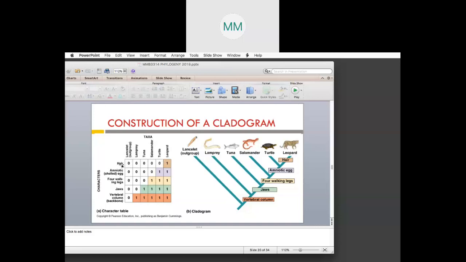So kalau hair in a lancelet, of course, is absent. And yada yada. So when you're constructing this matrix, this character table, the one that you see with the least character shared, you can put it towards the end lah, because it's going to be very exclusive for that species.